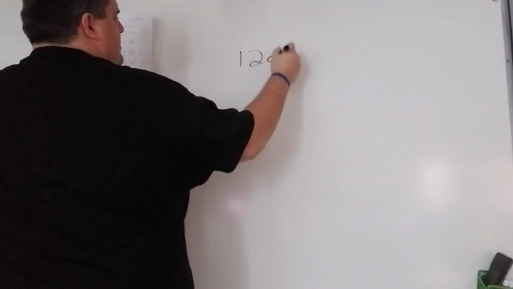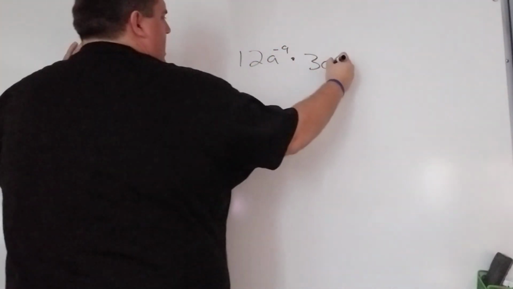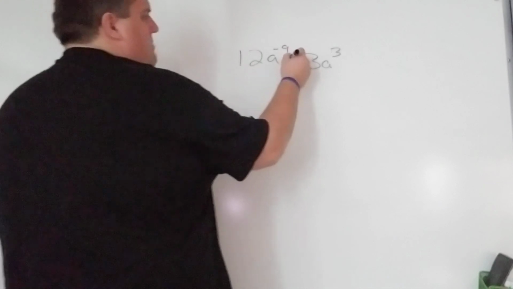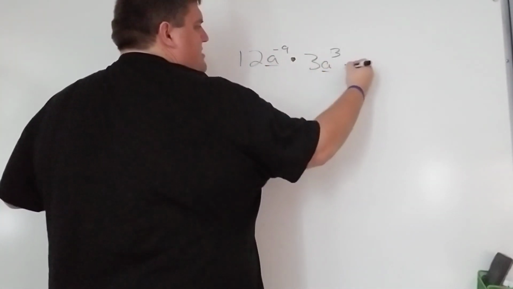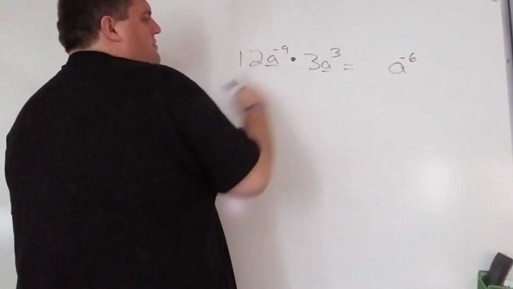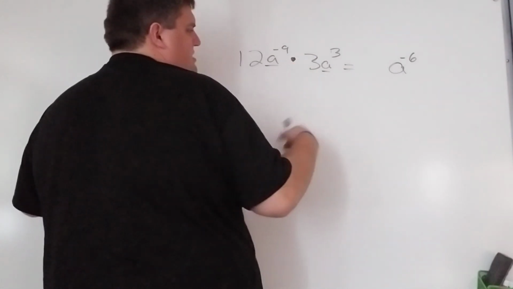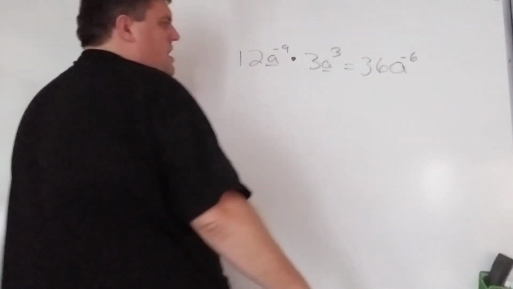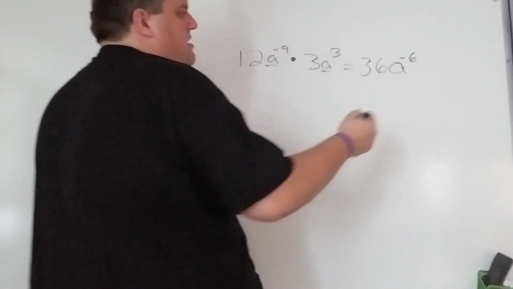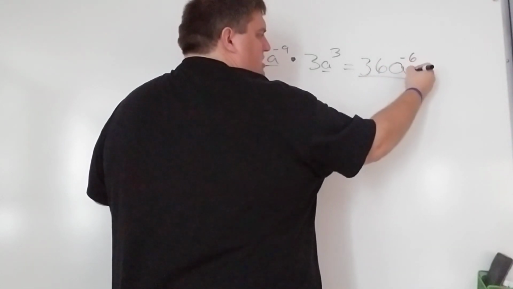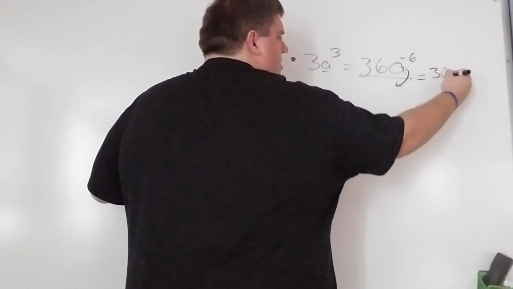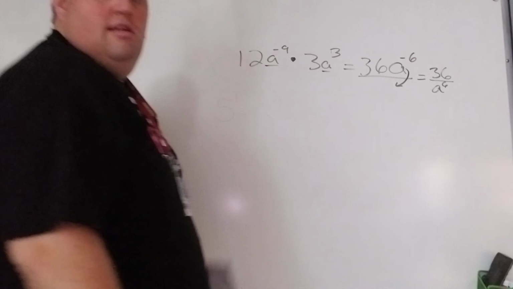We got 12a to the negative 9th times 3a to the 3rd. So again, I'm not going to worry about negative exponents till the very end. I'm multiplying, so I'm going to use the multiplication rule: keep the base, add the exponents. Negative 9 plus 3 is negative 6. 12 and 3, I'm just going to multiply because they're not the same base. So that'd be 36. And this time we do have a problem, because now we have a negative exponent in our answer, and we're not allowed to have that. So we're going to have to make it a fraction. The a is going to move to the bottom, the 36 is going to stay on top. So 36 over a to the 6th, just like so.